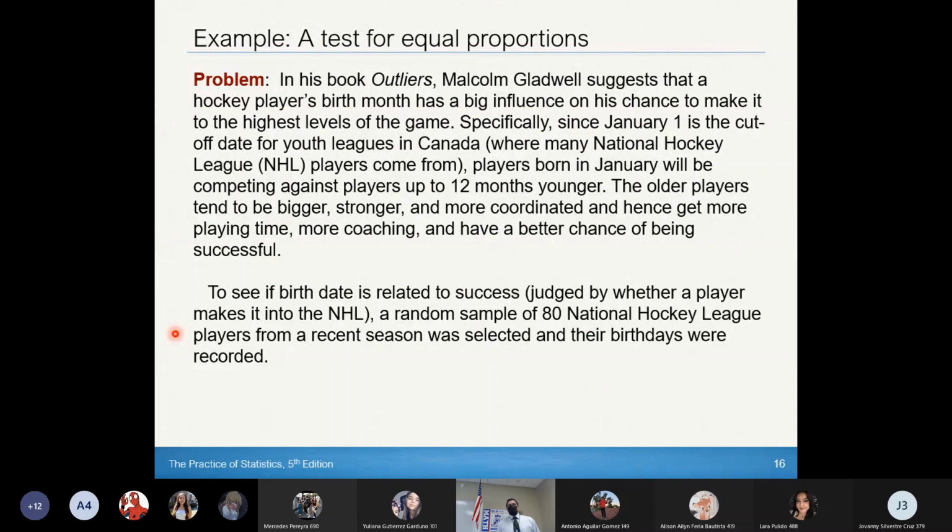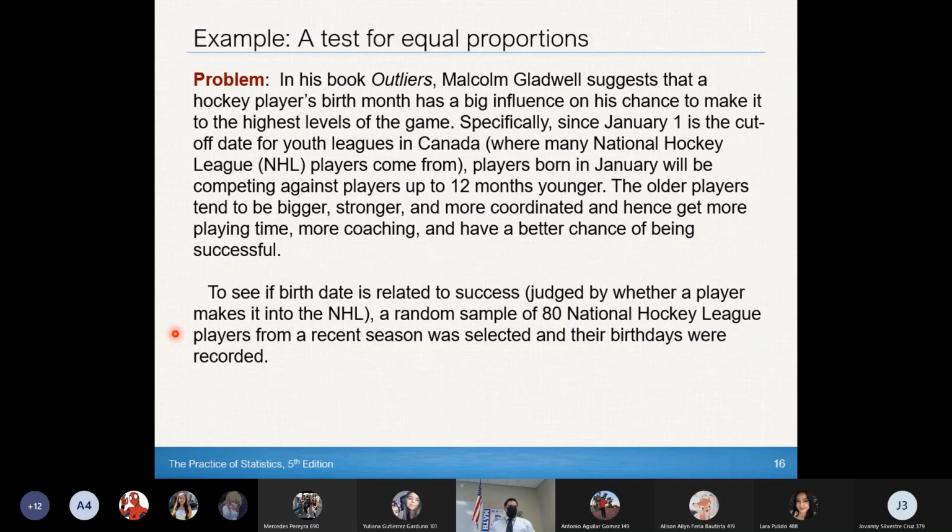So let's look at an example. We have a problem. In his book, Outliers, Malcolm Gladwell suggests that a hockey player's birth month has a big influence on his chance to make it into the highest levels of the game. Specifically, since January 1 is the cutoff date for youth leagues in Canada, where many National Hockey League, NHL, players come from, players born in January will be competing against players up to 12 months younger. The older players tend to be bigger, stronger, and more coordinated, and hence get more playing time, more coaching, and have a better chance of being successful.